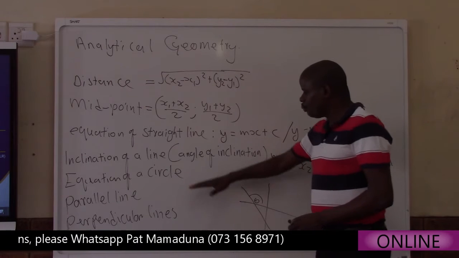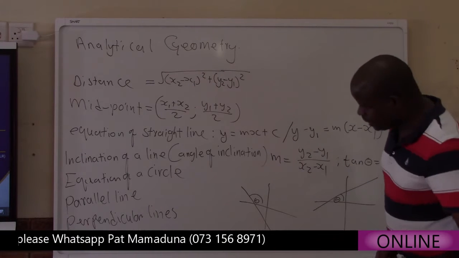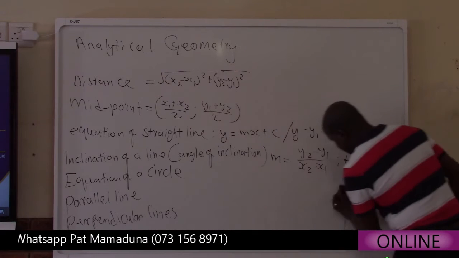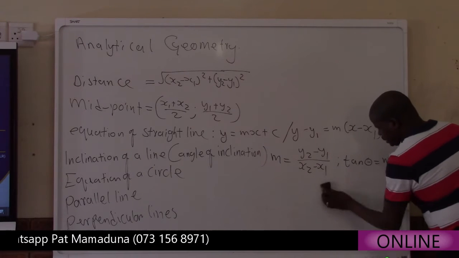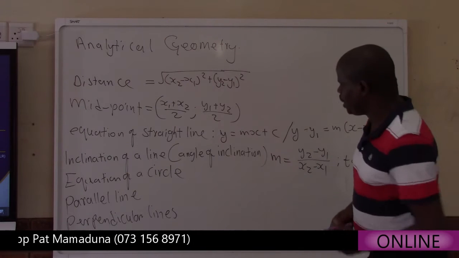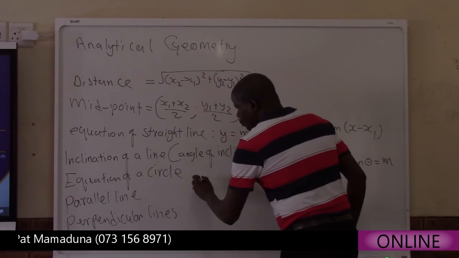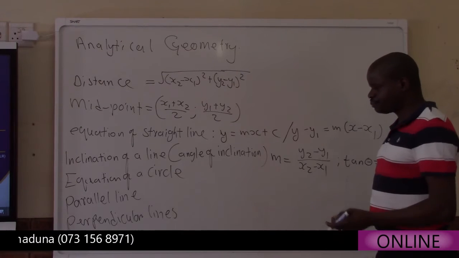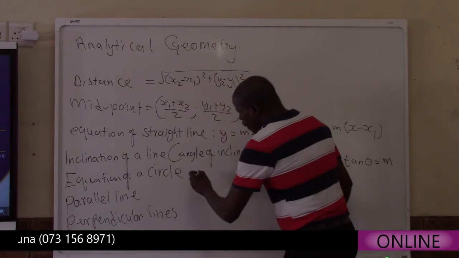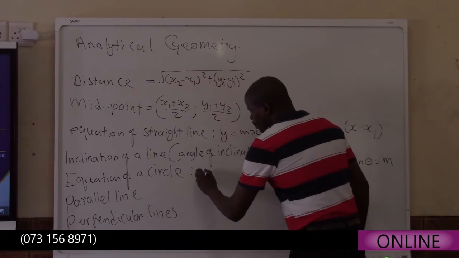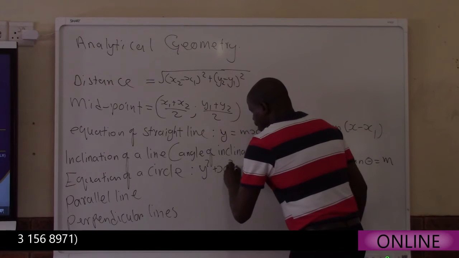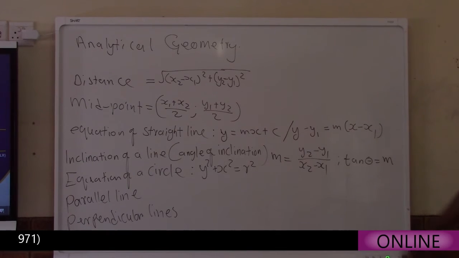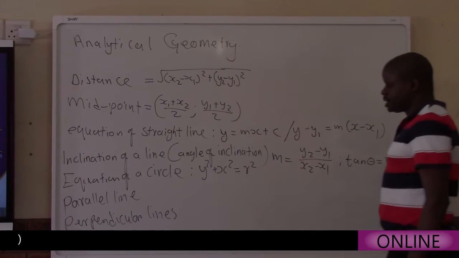And then now we also have the equation of a circle. So when we talk about the equation of a circle, it comes in this way, where it's almost the same as the theorem of Pythagoras, whereby now we have y squared plus x squared is equal to r squared. So that is the standard form of the equation of a circle.